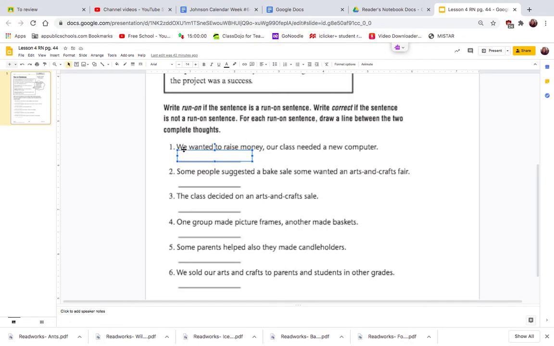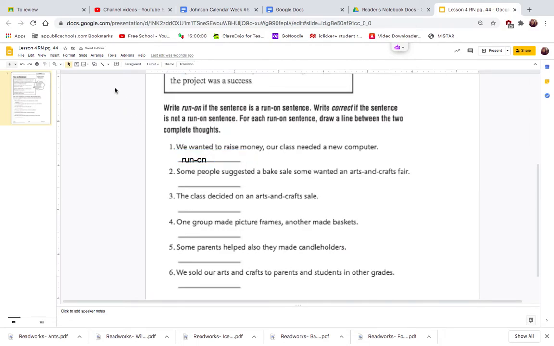Okay. Let's see here. We wanted to raise money. Our class needed a new computer. Is it a run-on sentence or is it a correct sentence? Even though there is a comma here, I still would say that it is a run-on sentence.